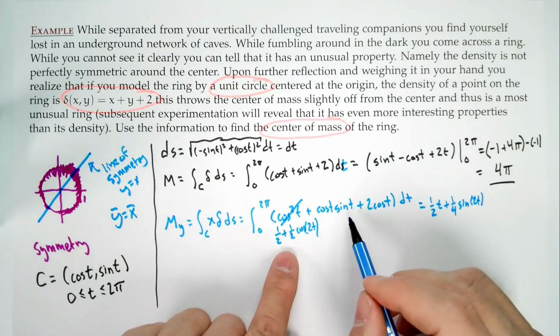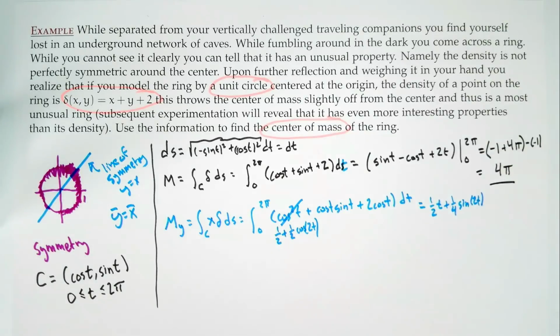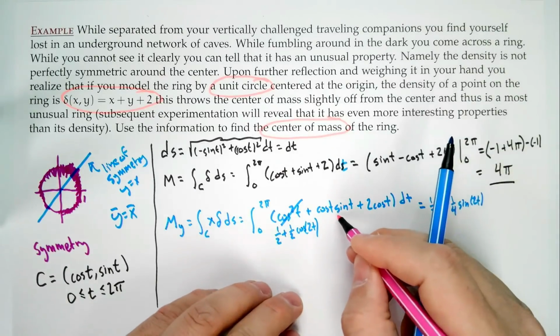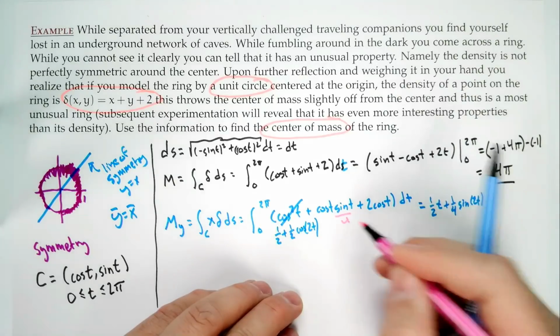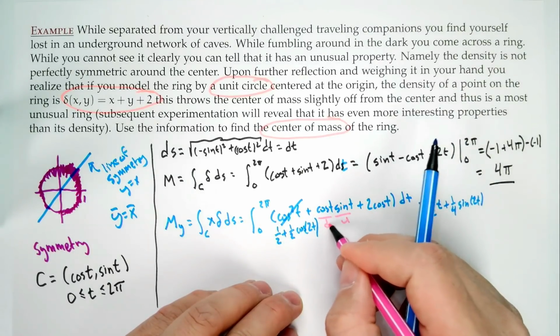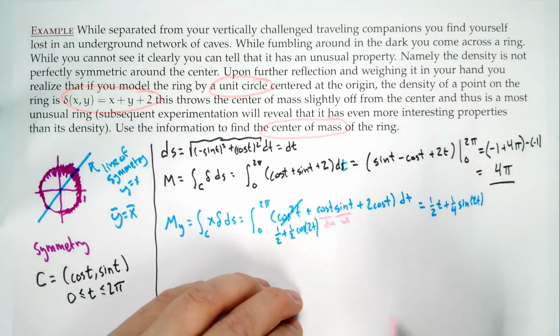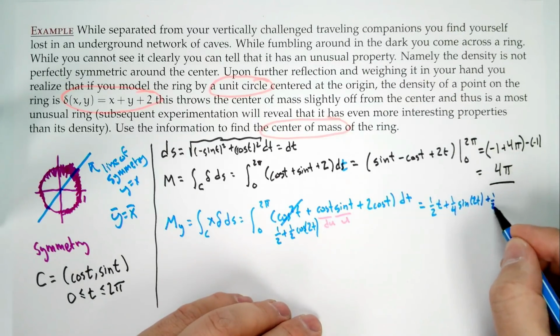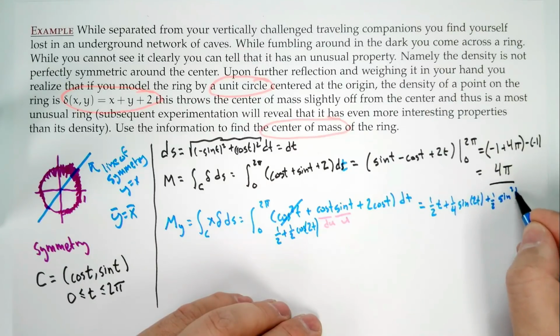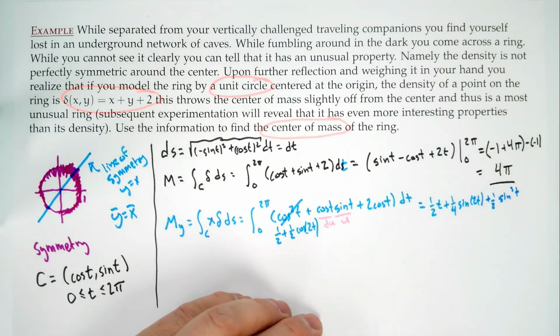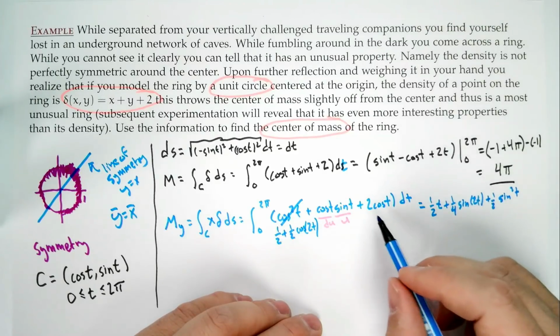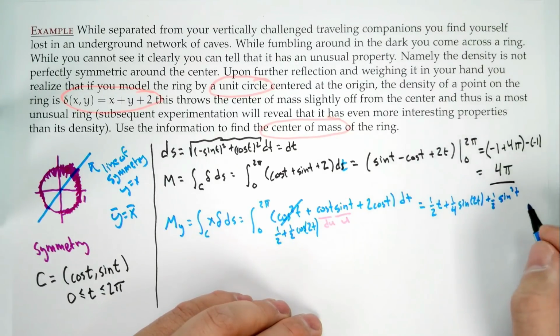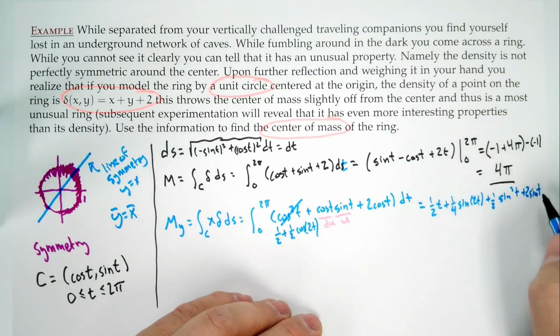How do we integrate sine times cosine? Well, probably the easiest thing for us to do is if we say sine is u, then cosine dt would be du. So I see a u du. So the integral of that is going to be 1/2 u squared. And then we have the 2 cosine. The integral of 2 cosine is 2 sine. And we're going to evaluate all this from 0 to 2 pi. Oops, almost out of room.